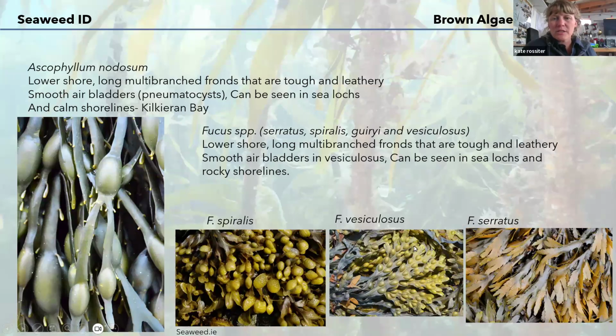Fucus vesiculosus is very distinct. It has these bladders within the frond, around the midrib, throughout the frond, not just the reproductive structure at the end. And then you have Fucus serratus, which has a serrated edge to the blade. This is very common. Its reproductive structures are at the distal end of the blade, but they're not swollen like they are in Fucus spiralis.